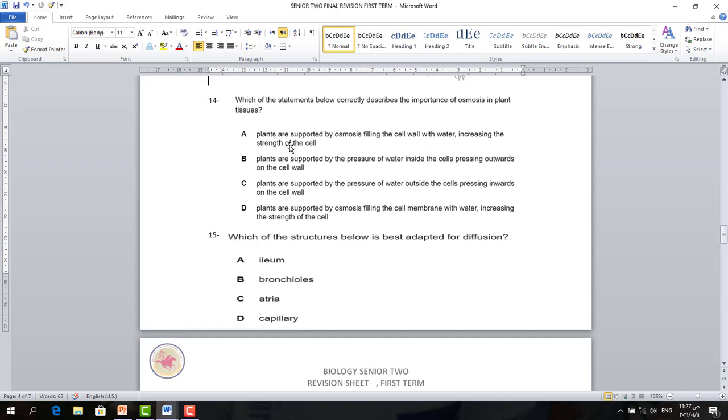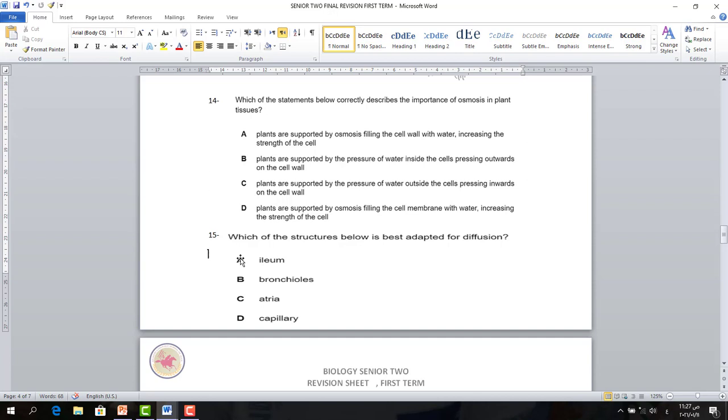Supported by osmosis, the cell wall filled with water? No. Plants are supported by the pressure of water inside the cell pressing outward on the cell wall. Or C, plants are supported by the pressure of water outside? No, not outside, but inside water that presses from in to out. So B.